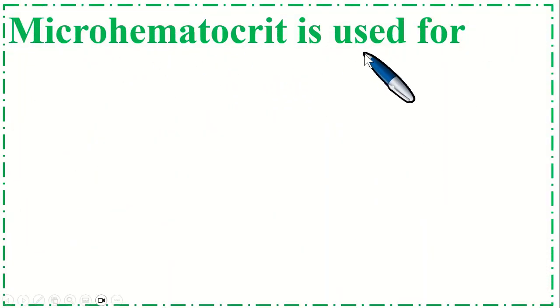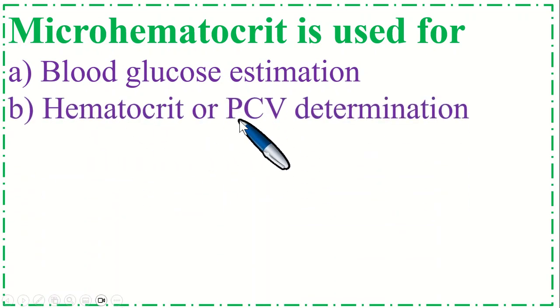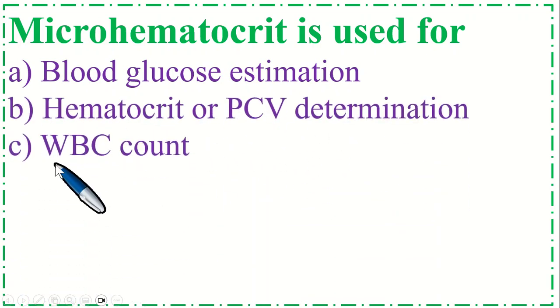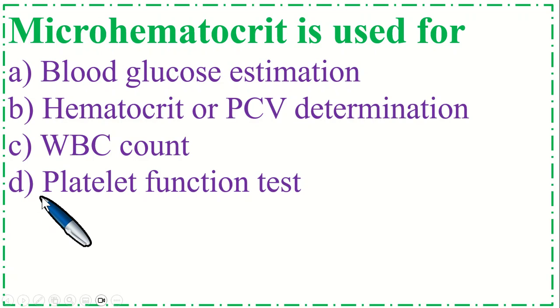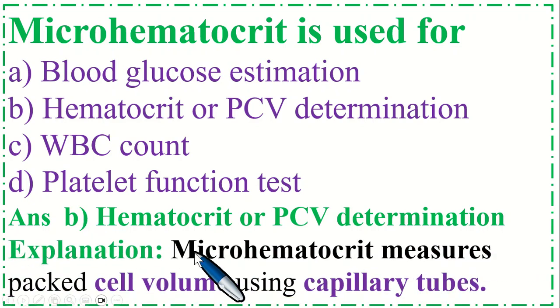Microhematocrit is used for option A, blood glucose estimation, B, hematocrit or PCV determination, C, WBC count, and option D, platelet function test. So the correct option is B, hematocrit or PCV. Explanation is microhematocrit measures packed cell volume using capillary tubes.